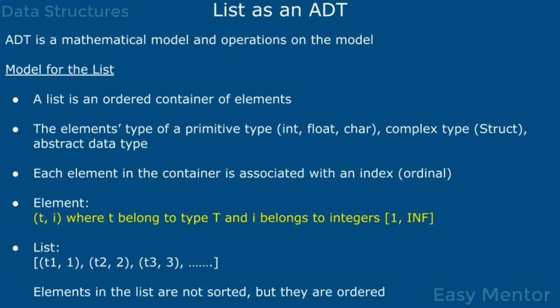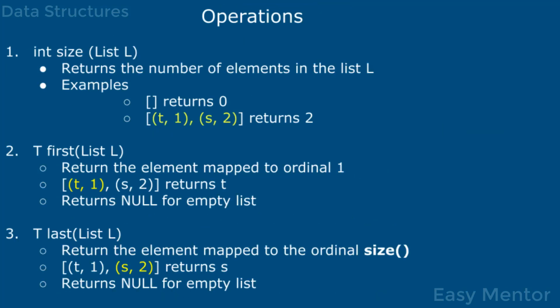So now coming to the operations that accompany the mathematical model, we can define the following operations for a list. The first operation is size, which returns the number of elements present in the list. It returns 0 if the list is empty.